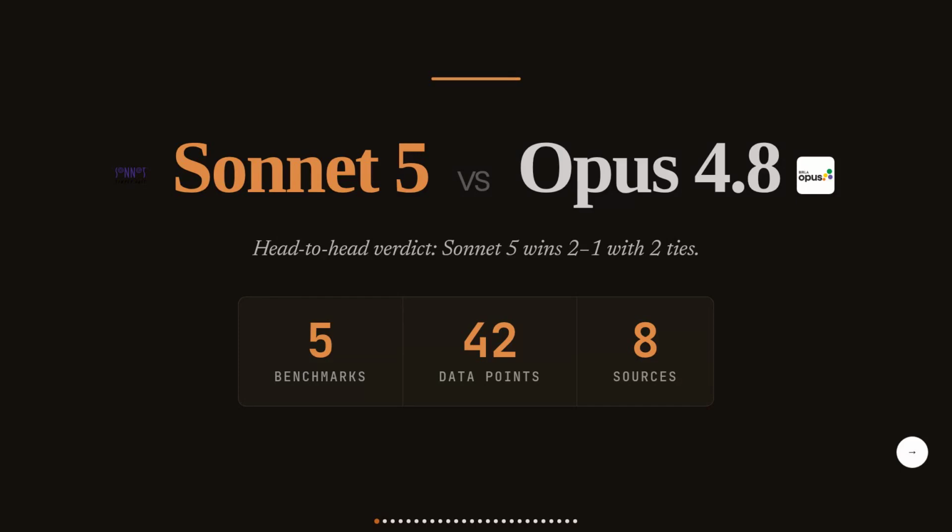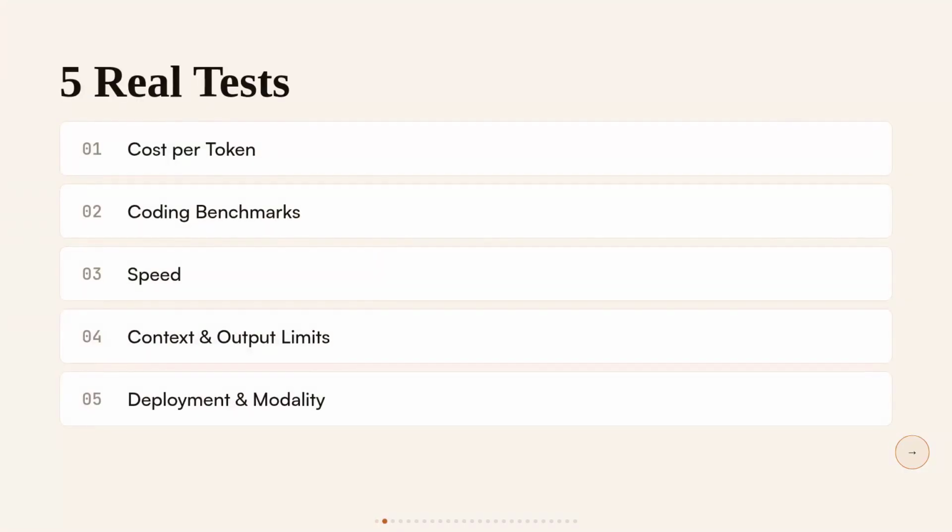Sonnet 5 costs about 40% less than Opus 4.8 for the same work. One is Anthropic's cheap, fast default model, and the other is the flagship you pay extra for when a task has to be right. Pick wrong and you're either burning budget every month or trusting the cheap model with work it can't actually finish. Cost, coding benchmarks, speed, context and output limits, and deployment, 5 tests, scored one at a time.